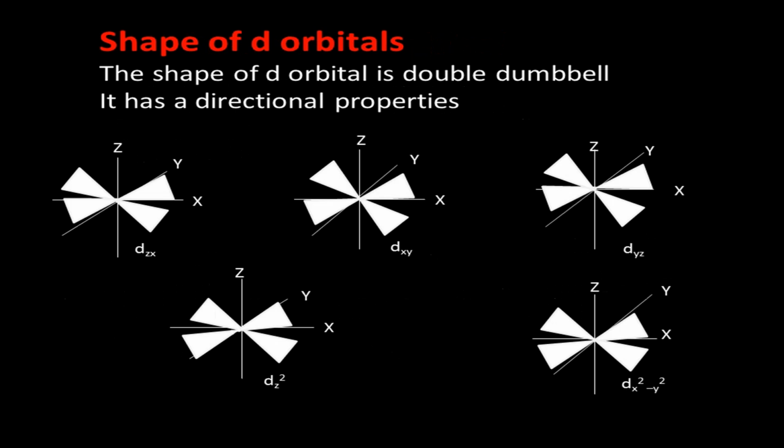Shapes of d orbitals. The shape of d orbital is double dumbbell, and it has directional properties as well. So as you can see, it's double dumbbell. This is the xyz plane. So this is the name of the orbital, dxz. For the second one, we have dxy. Third one, we have dyz. Fourth one, we have dz square. And the last orbital is dx square minus y square. So these are the 5 orbitals for the d subshell.